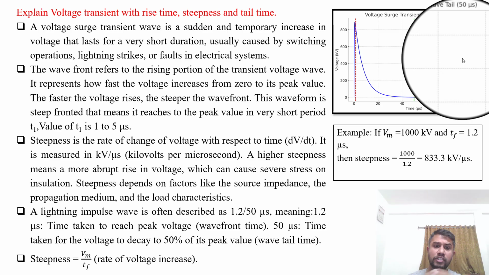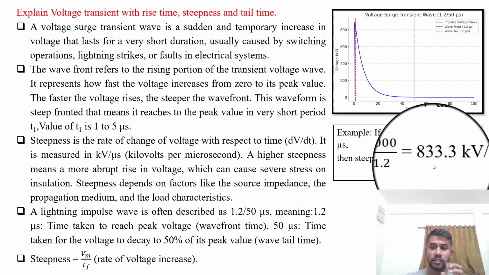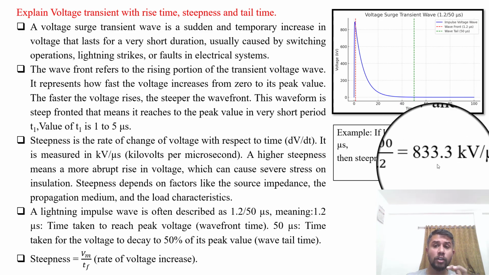Steepness is the rate of change of voltage with respect to time, that is dV by dt. If we consider the voltage as 1000 kilovolts and the rise time as 1.2 microseconds, then the steepness can be calculated as 1000 divided by 1.2. So it is 833.3 kilovolts per microsecond. This is how the voltage rises suddenly from 0 to its peak value.